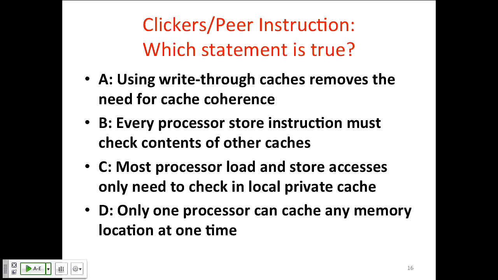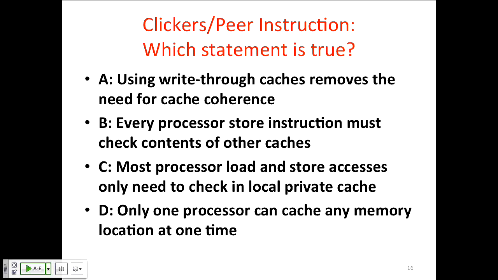And so D, skipping to the last one that's incorrect: only one processor can cache any memory location at a time. We already saw that if multiple processors are all reading the same location, that's fine. You can have multiple processors with a readable copy of the same location. That's a good thing, especially for things like instructions. Remember, you have instruction caches too, right? You want all the processors to have the same instructions cached in their own private instruction cache.